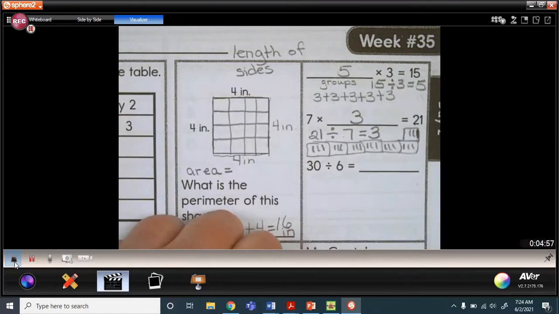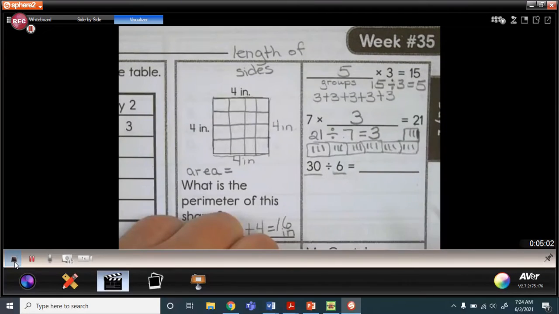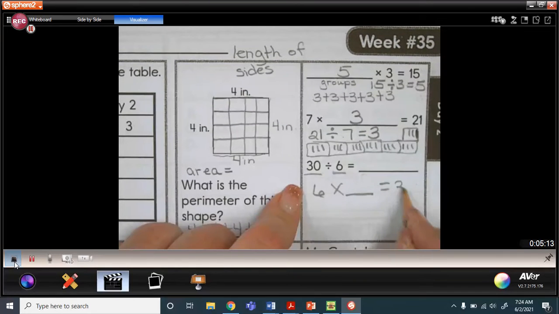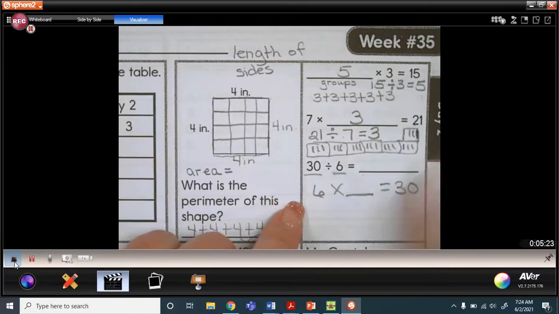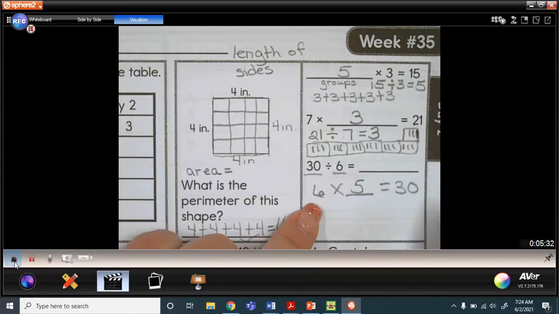So a couple of different ways to think about it. If I take 30 objects and I put them into 6 equal groups, how many objects would be in each group? So again, I could use what I know about multiplication as a missing factor to help me with my missing quotient. Remember the answer to a division sentence? It's called a quotient. So 6 groups of what equals 30? Well, most of us know that it's going to be 5, right? Because 30 is a multiple of 5.